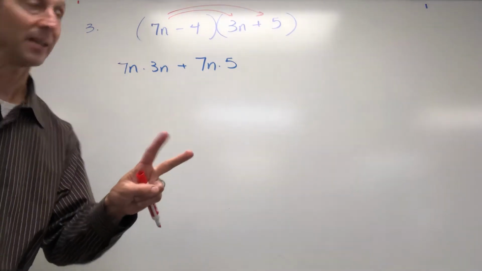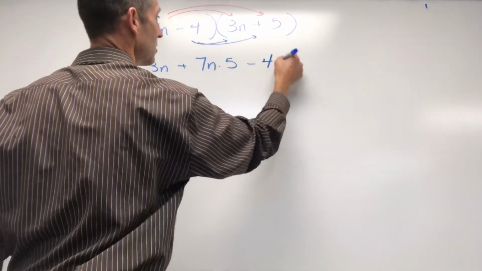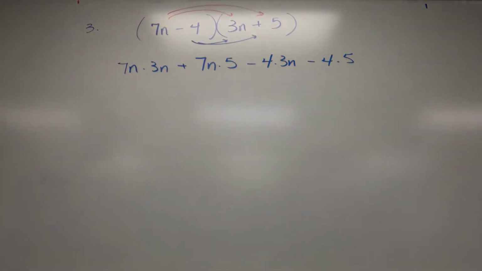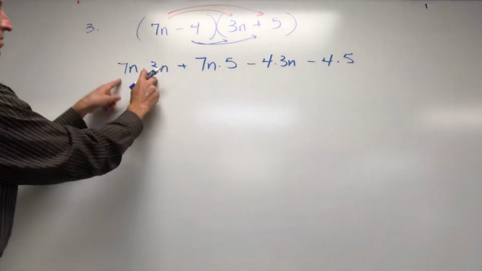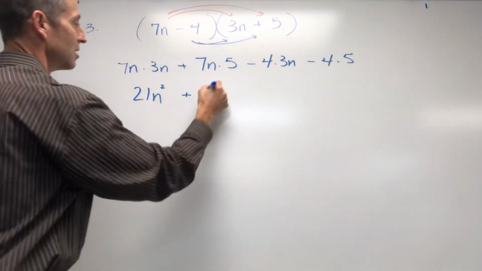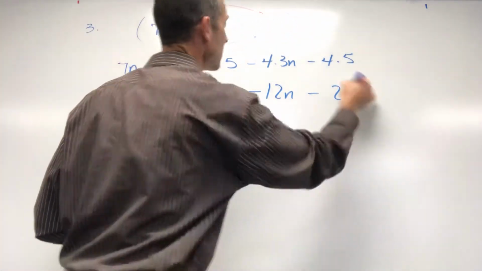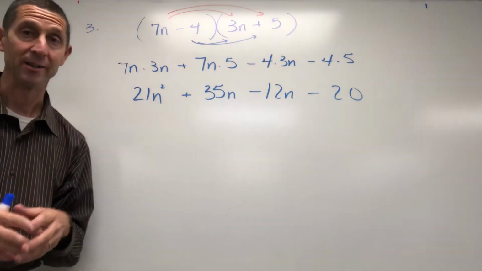Now you got to distribute a second time with the -4. So -4 times 3n, -4 times 5. So a double distribute situation. Multiply everything out. 7 times 3, what do we got here? 21n squared, 35n, -12n, -20.